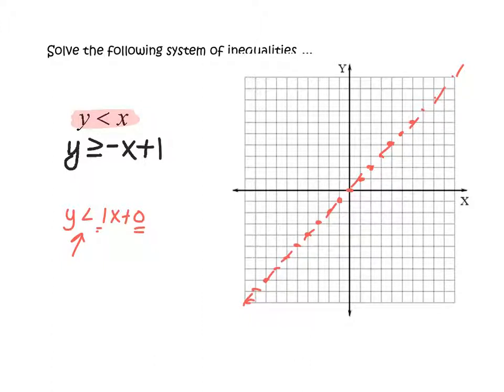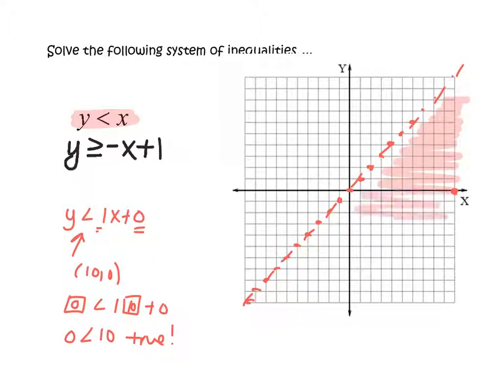Now I'm going to choose a point to test, so I'm going to test this point right here, which is the point 10, 0. So if I test that point, the y value of 0, is that less than 1 times my x value of 10 plus 0? So is 0 less than 10? That is true, so I know the solutions are on that side of the line. So I'm going to shade on this side of the red line. So I have all the answers that are solutions to this inequality.